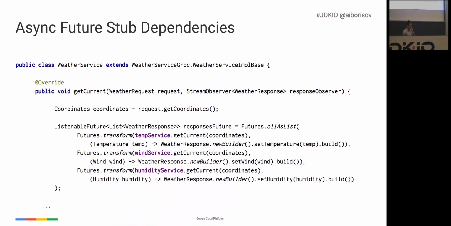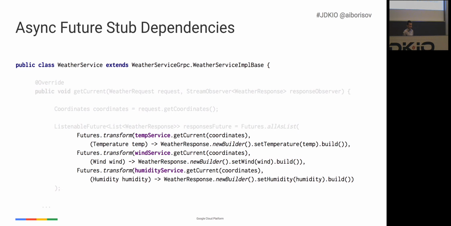And then, in the getCurrent method, we send all 3 requests in parallel. When we call getCurrent on a future stub, it returns us a Guava future. This future will be executed when a server has a response for us. Then we map this future using the method future.transform. We transform a response from our downstream service to a weather response. And again, it will be executed only when we have results.